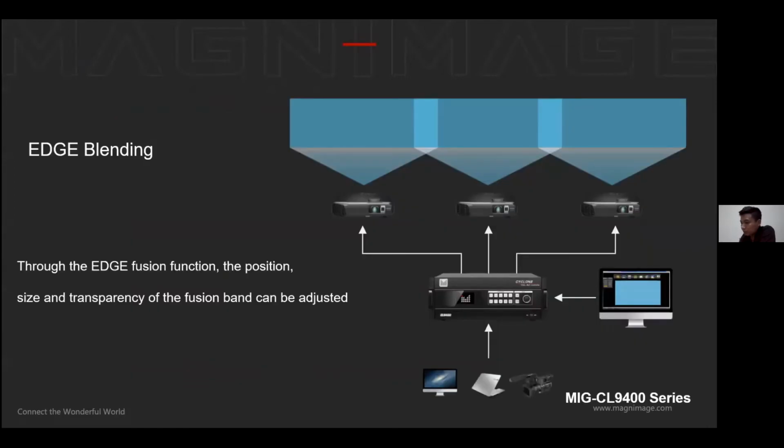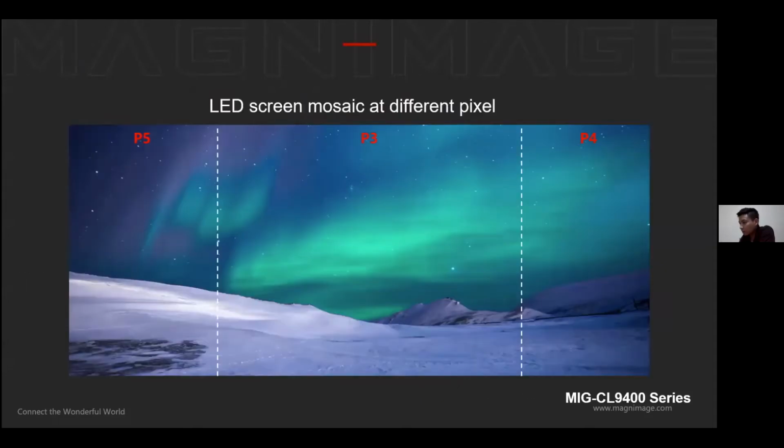And edge blending. You can use the Cyclone to do edge blending for projectors. And here is one point: here is P4, P3, P5. You can use LED screens with different pitches and use one Cyclone unit to mosaic one full image. Different pitch mosaic.